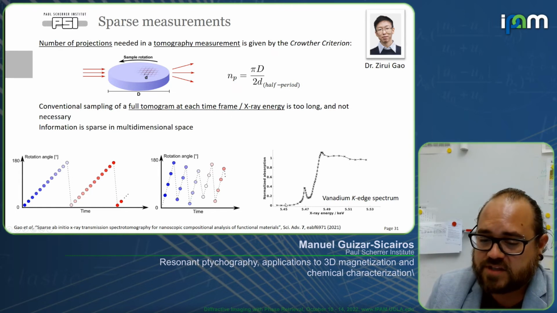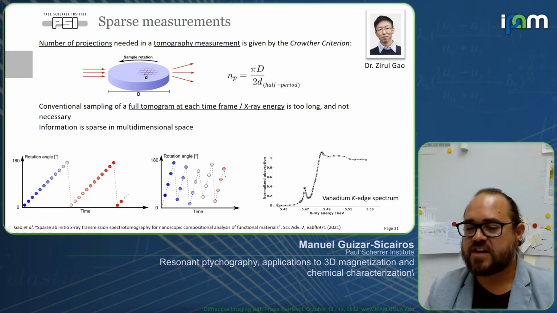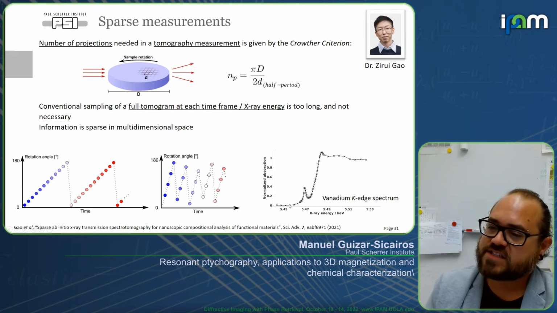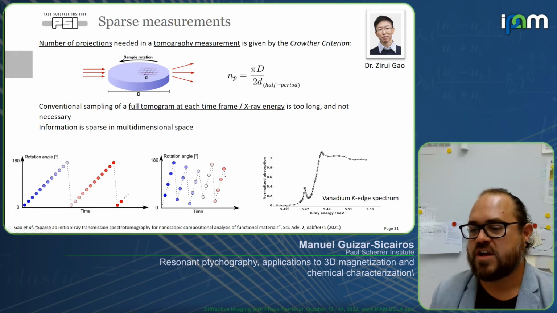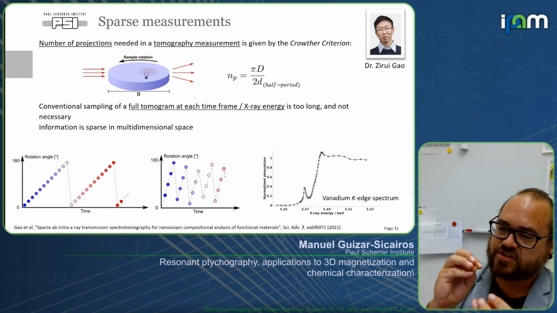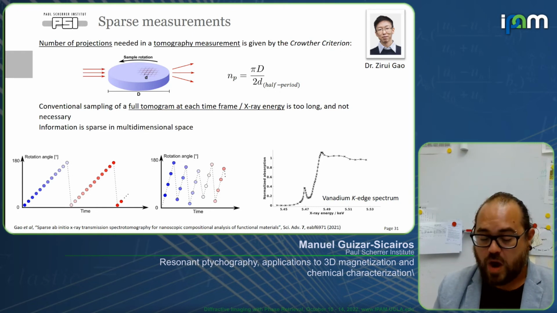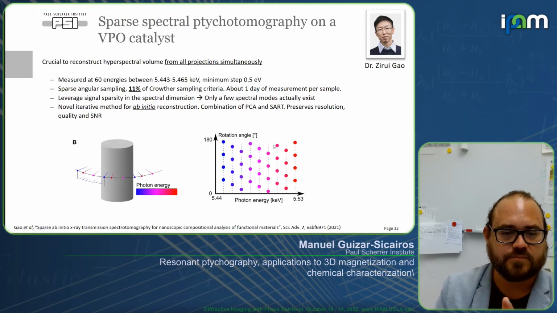However, if you measure the Crowther criterion for each energy, this means you could reconstruct a completely arbitrary sample that is completely different at each energy. And this is not the case. There is a huge amount of correlation and shared information. You just need to measure enough projections to capture the changes. So overall, you can measure quite a bit less, at least in spectral tomography.